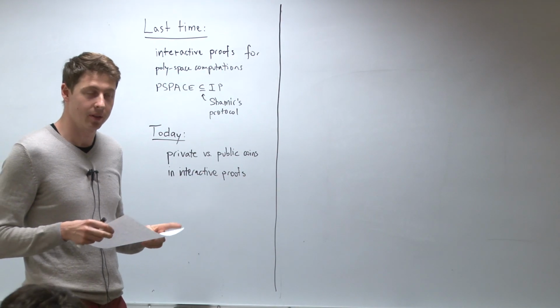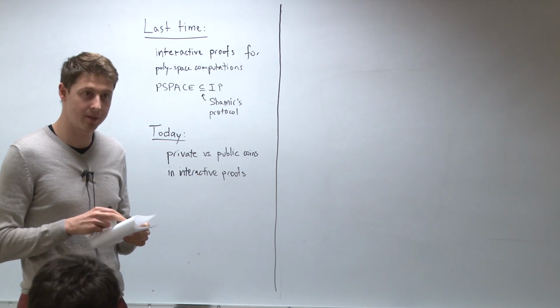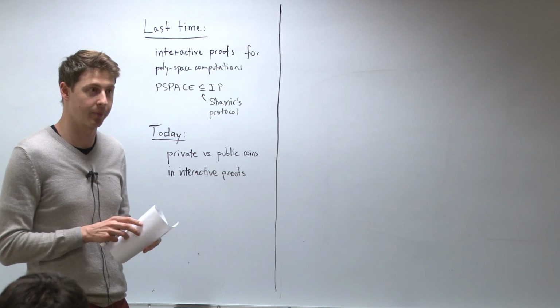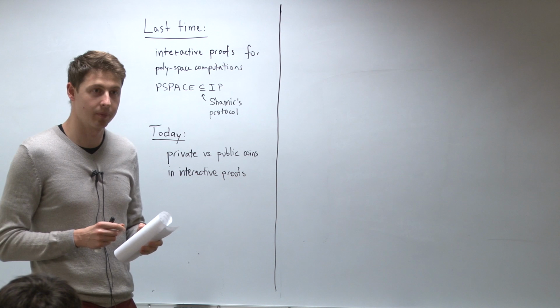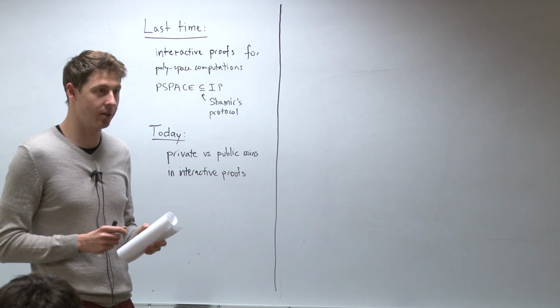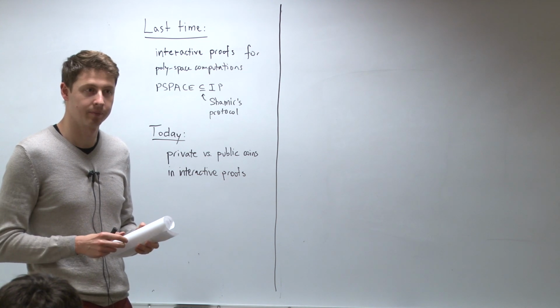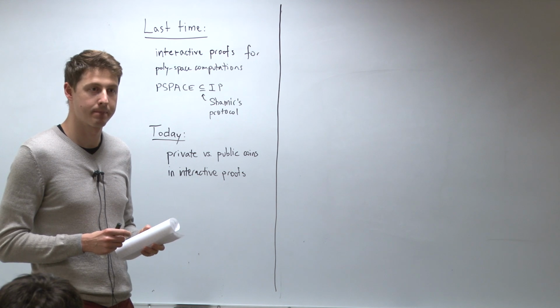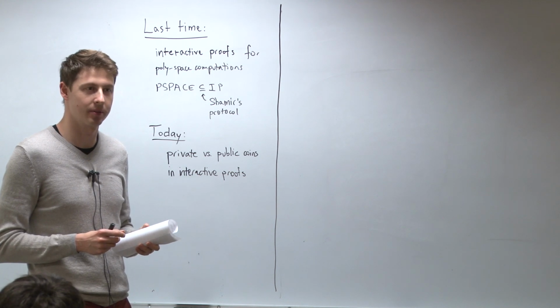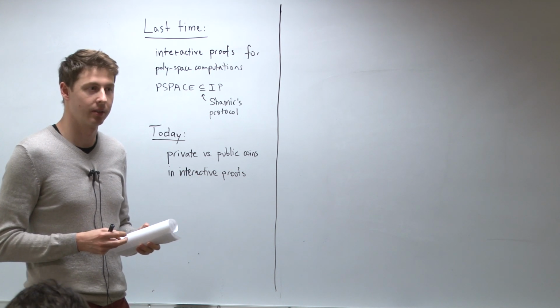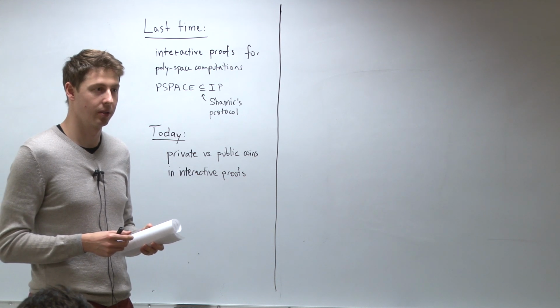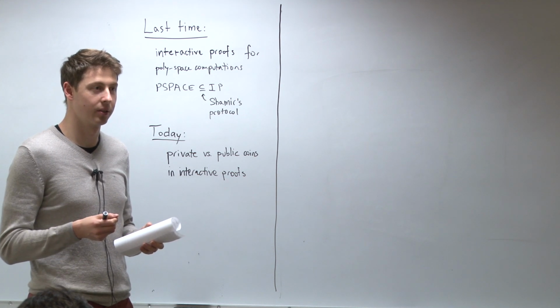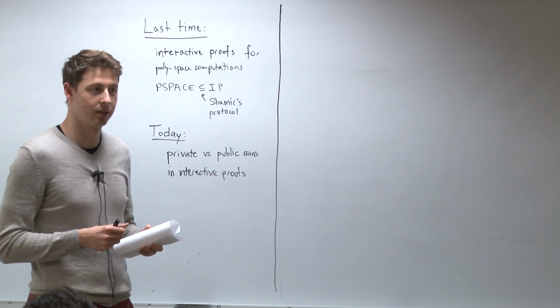So last time we proved that all of PSPACE has interactive proofs. What was the strategy for the proof like? There were, I guess, three steps. First, how do we start? Yeah. Arithmetization of the Boolean formula.